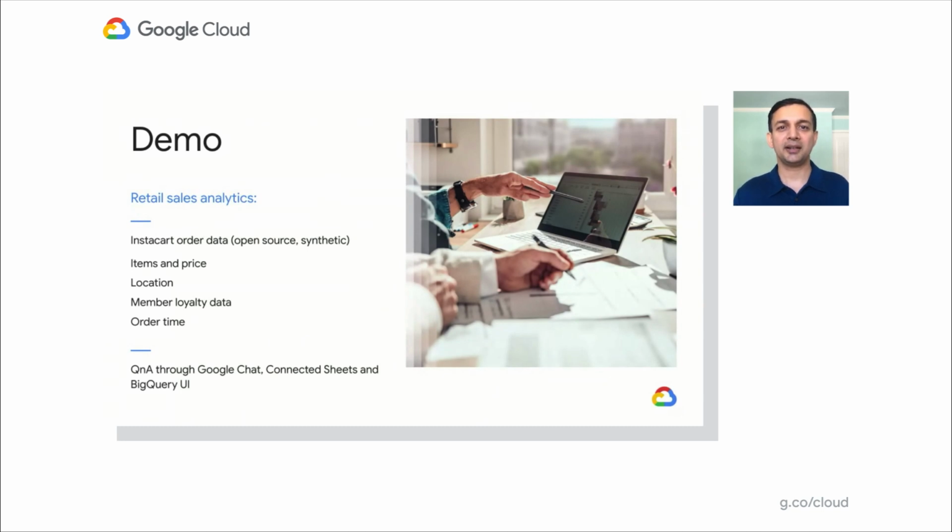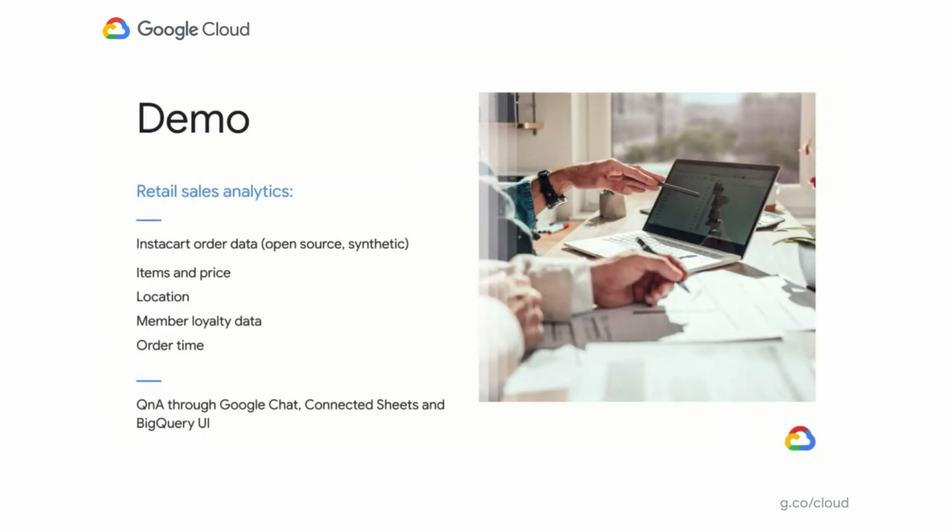Now let us see Data QnA in action. We have some open source data from Instacart that contains transaction information along with information on the items, the location, and the member loyalty. We set up Data QnA once, and we will show you how you can ask questions and get insights on 3 different interfaces: a Google Chat chatbot, Google Sheets, or the BigQuery Web UI.